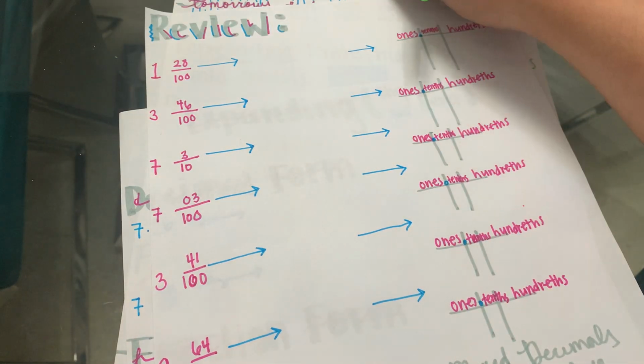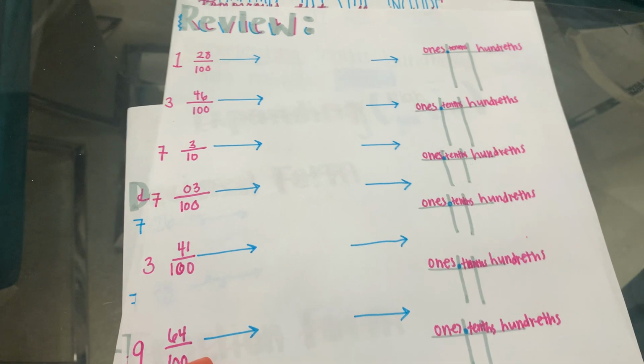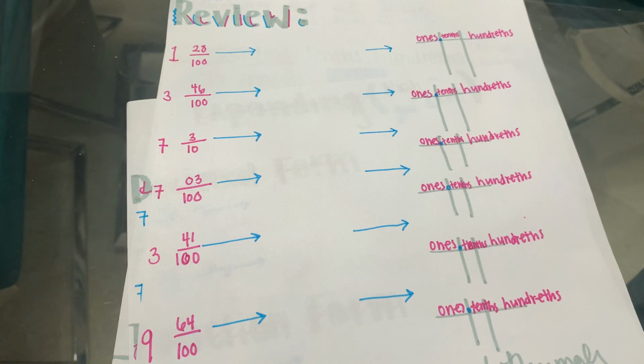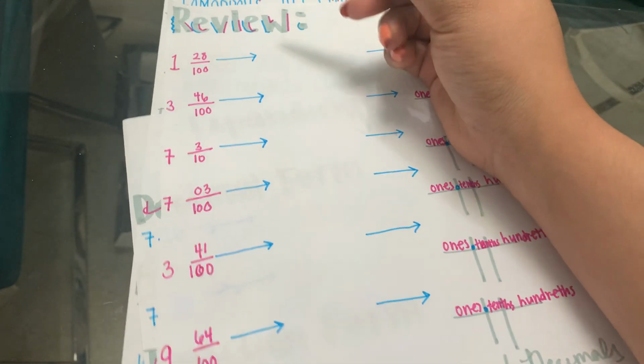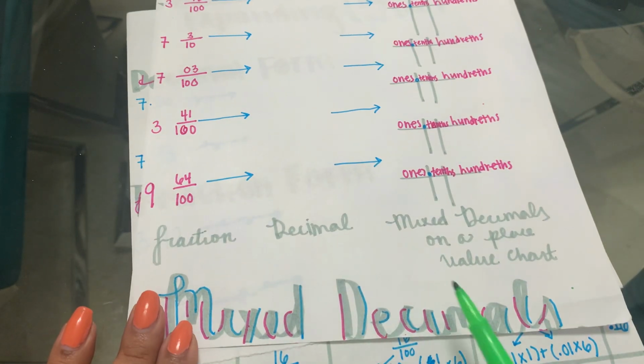Okay, so the second egg for your answers is going to be Olaf. Olaf. All right, now moving on to mixed decimals.